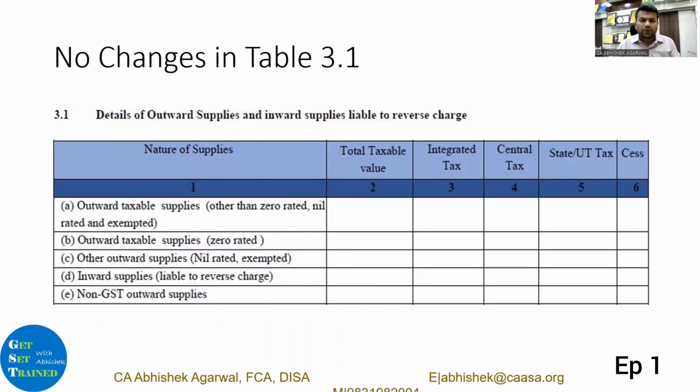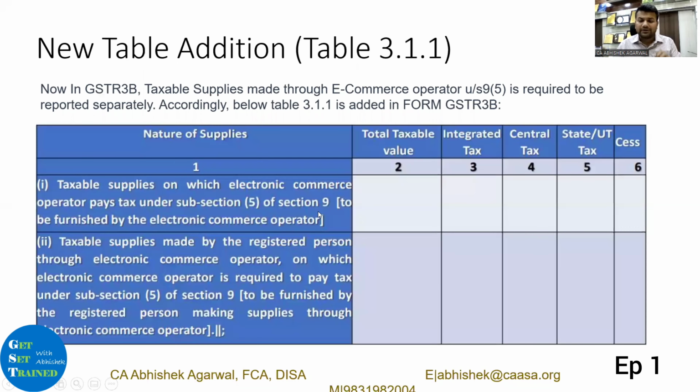In table 3.1, there are no changes at all. The entire table 3.1 remains intact. All the liabilities which you are reporting will be in the same format. Subsequently, if you move further, there's a new addition called table 3.1.1. This table is specifically for persons who are selling goods through an e-commerce operator, and for the e-commerce operator.